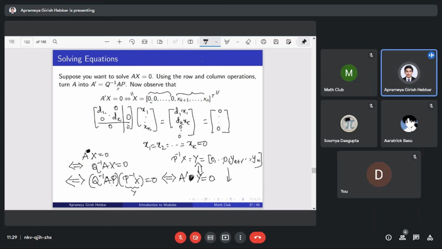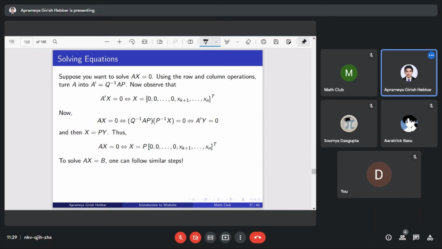So this will give you the solution x equal to the matrix p times the vector 0, 0, up to y k plus 1 up to y n. So this would give the solution for the homogeneous equation. So that's what I have written here. In order to solve Ax equal to b, one can follow similar steps. Therefore, the Smith normal form decomposition of A will help us in solving equations over integers.